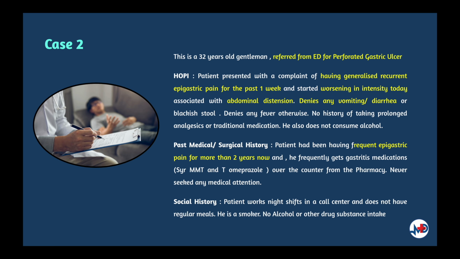So the patient had been having frequent epigastric pain for more than 2 years now, and he frequently gets gastritis medications such as syrup MMT and omeprazole over the counter from the pharmacy. He had never sought any medical attention before. Patient works night shifts in a call center and does not have regular meals. He is a smoker and noted there's no alcohol or other drug substance intake.